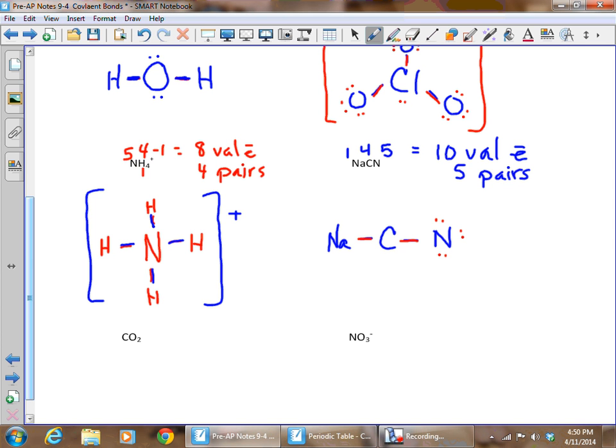But recall that the last thing we want to do is to make sure everything has its octet that wants one. I always think of it as being, is everybody happy? And in this case, everybody's not happy. Carbon's not happy, and let me tell you, if carbon's not happy, nobody's happy. So what are we going to do?